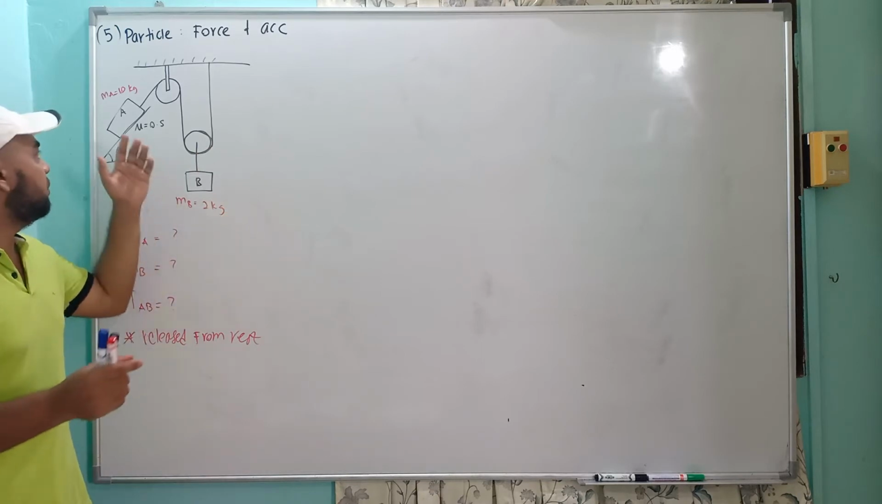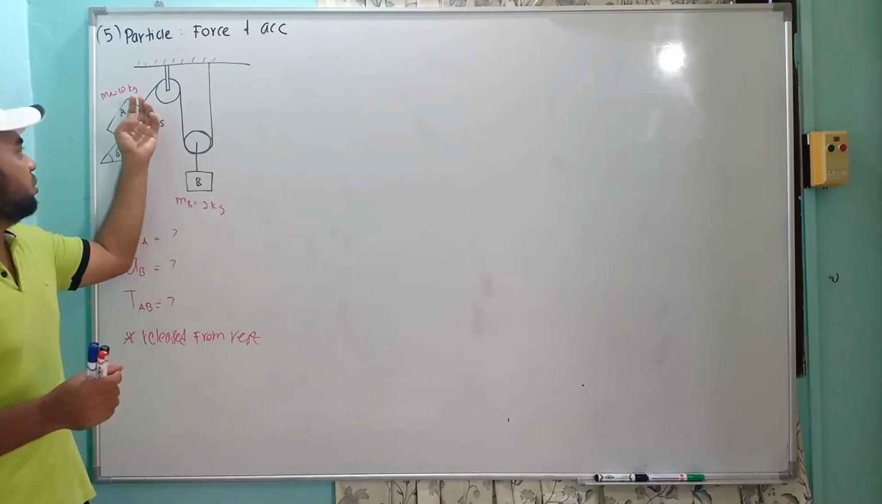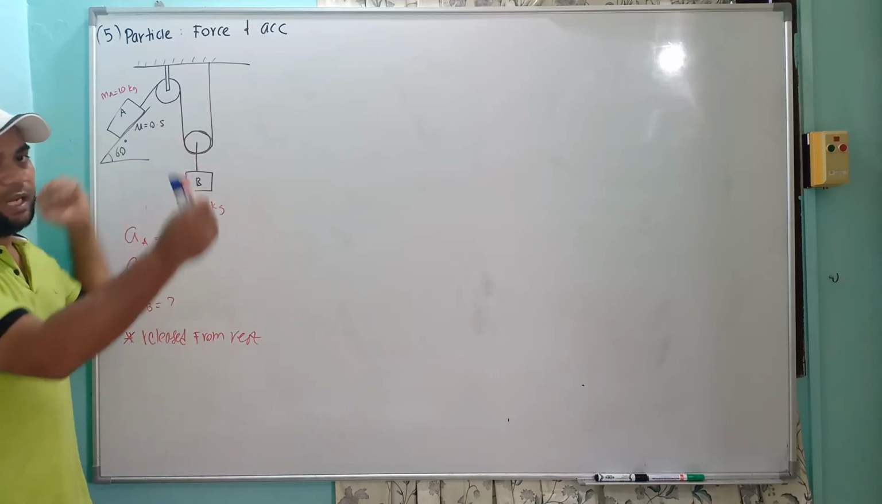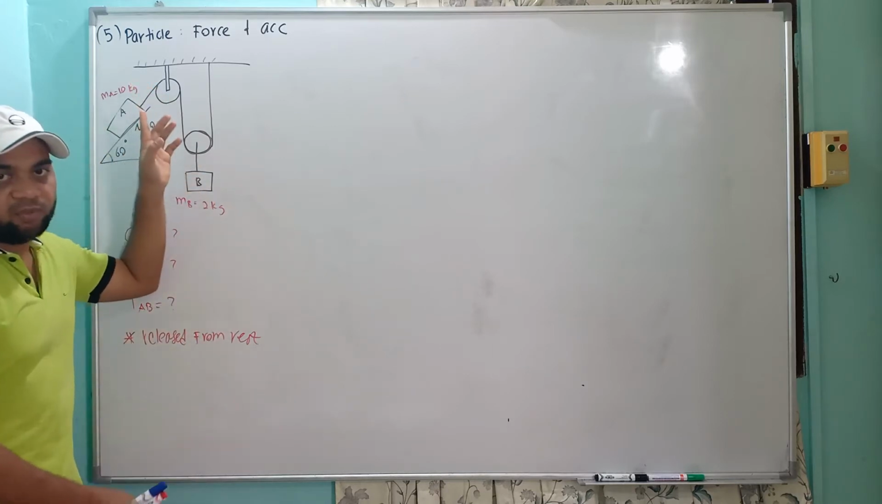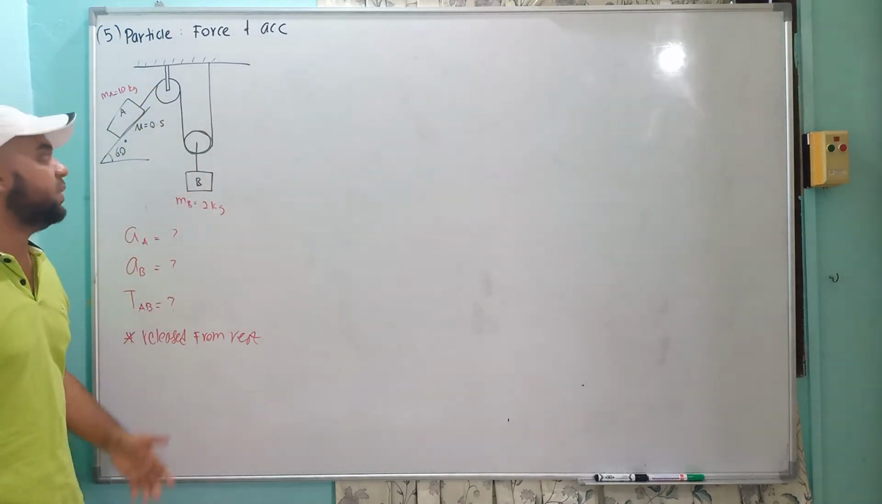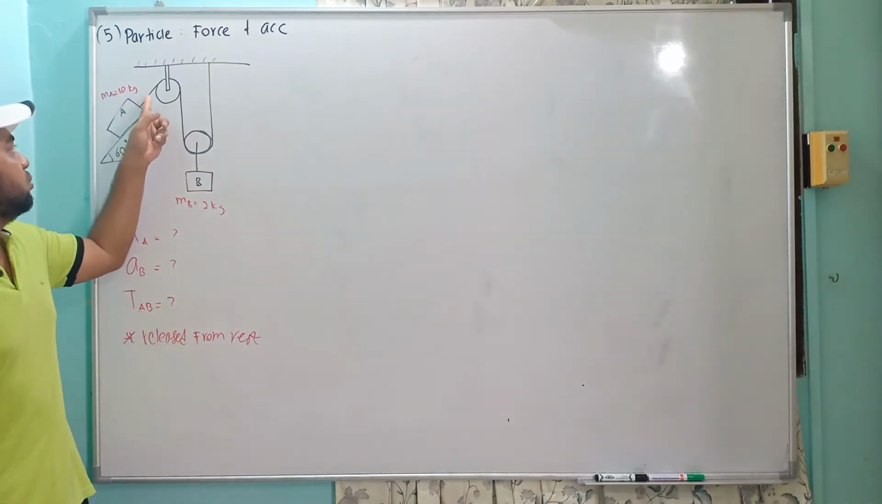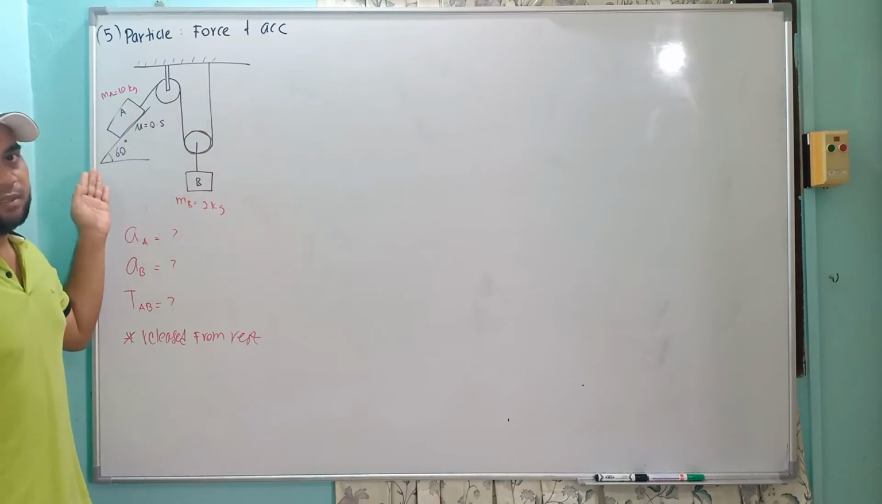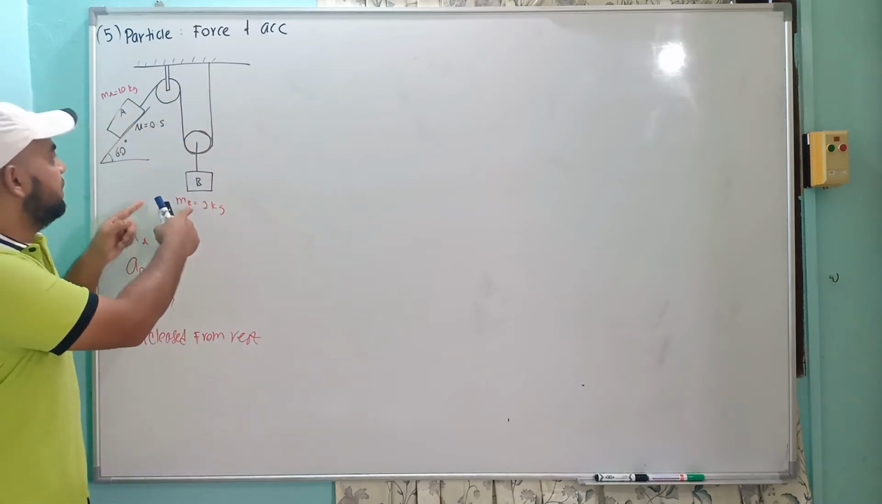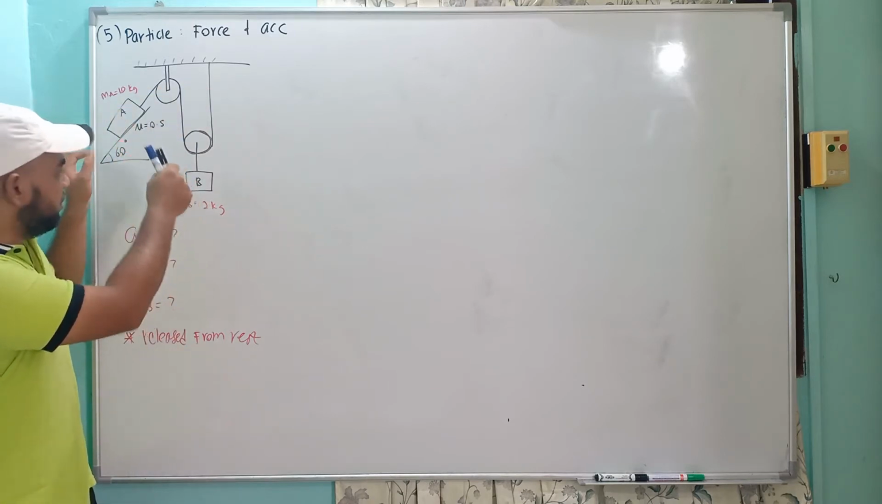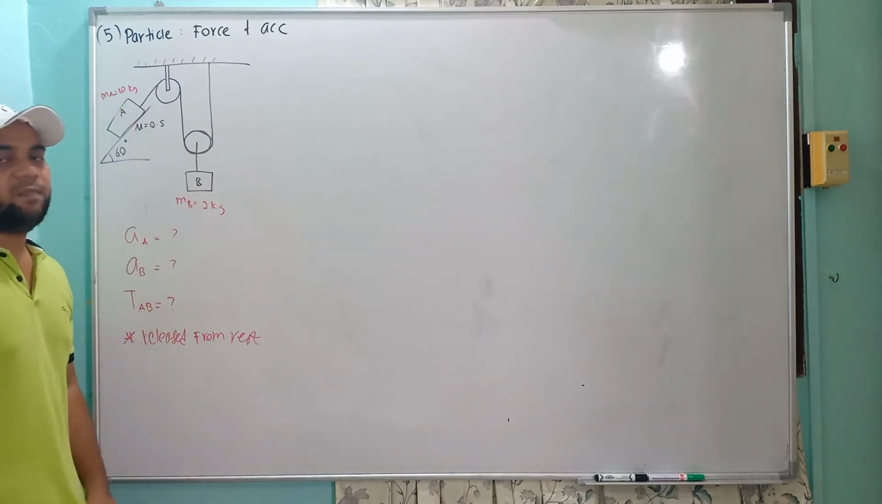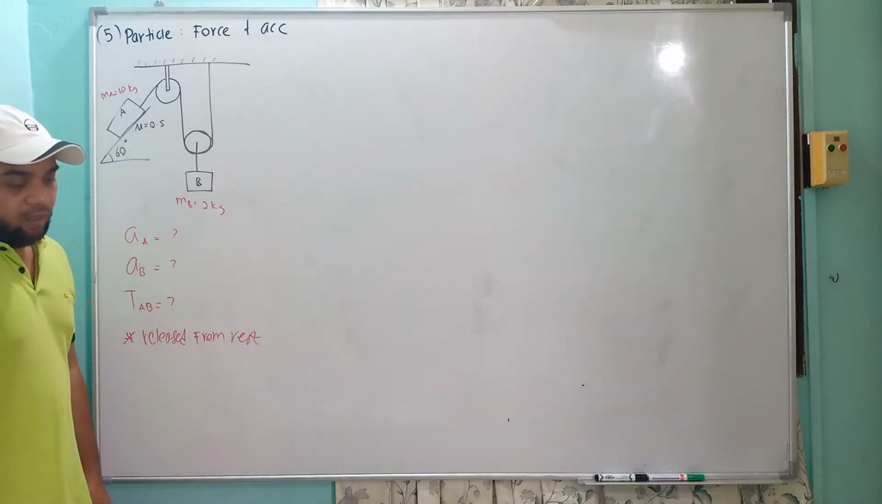We don't know which direction: either this one goes down and this one goes up, or this one goes up and this one goes down. It depends on the mass. If the mass of this one is sufficient to pull everything downward, it will go this way. If not, because of the friction and so on, it will go this way. So it depends on the situation.